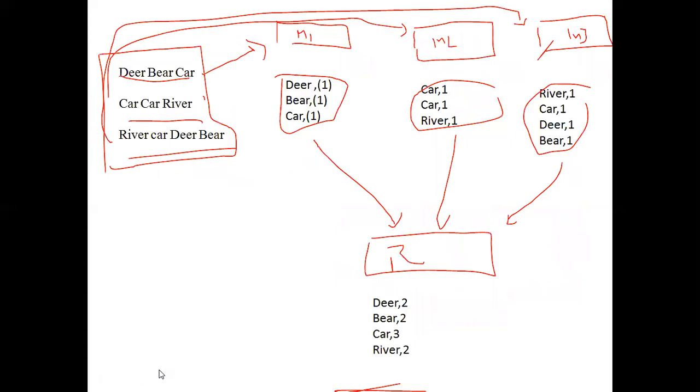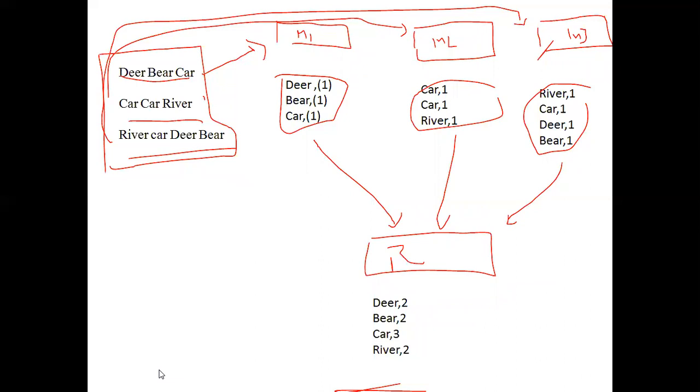Combiner is a mini reducer. It will do the shuffling and sorting work, which is actually going to be done in the reducer. The reducer phase internally contains a shuffling sorting phase and a reducing phase. That shuffling sorting phase will also be done in the same way in the combiner. That's why combiner is defined as a mini reducer.